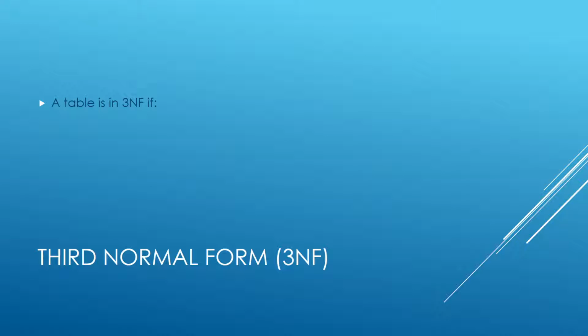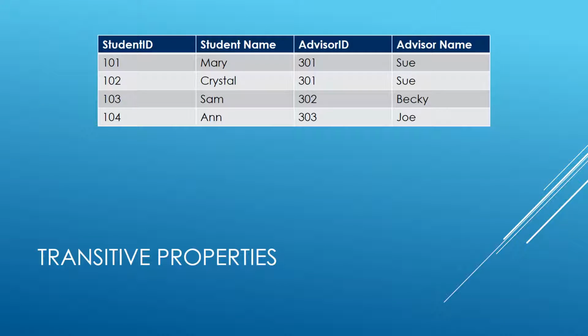A table is in third normal form if it is in first and second normal form and if it has no transitive properties. Student ID is the determinant for student name and advisor ID. Given a student ID of 101, we get one and only one value for student name, Mary, and advisor ID 301.